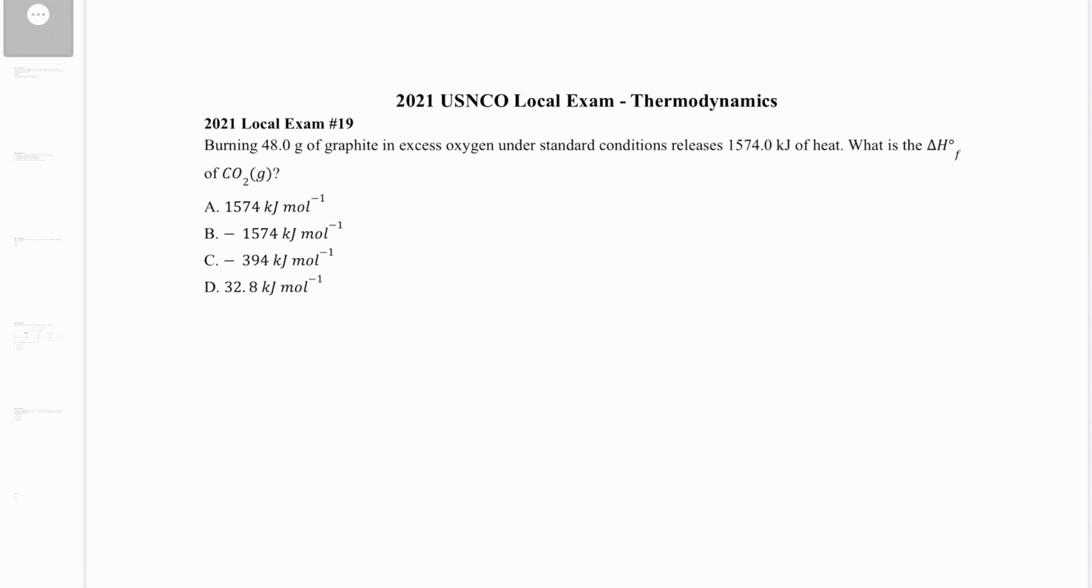Burning 48 grams of graphite in excess oxygen under standard conditions releases 1,574 kilojoules of heat. What is the standard enthalpy of formation of carbon dioxide? So we're told that burning graphite in excess oxygen releases CO2 and 1,574 kilojoules of heat. The thing is, this represents 48 grams of graphite.